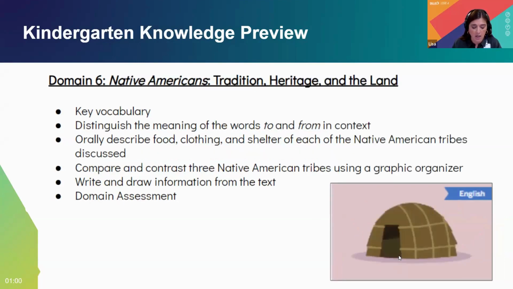And finally, in the Knowledge Unit 6, Native Americans, Tradition, Heritage, and the Land, students will be introduced to the broad concept that Indigenous people lived on the continents of North and South America long before European explorers arrived. Students explore the distinctive cultures of 3 Native American groups and understand that each tribe will have its own way of eating, dressing, and living depending on where they lived. Students will understand how conditions in different geographical regions influence the tribe's cultures, traditions, and their way of life.